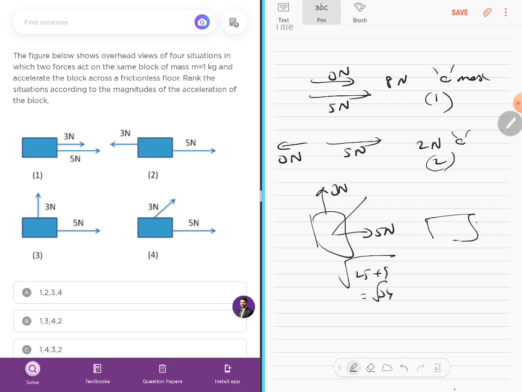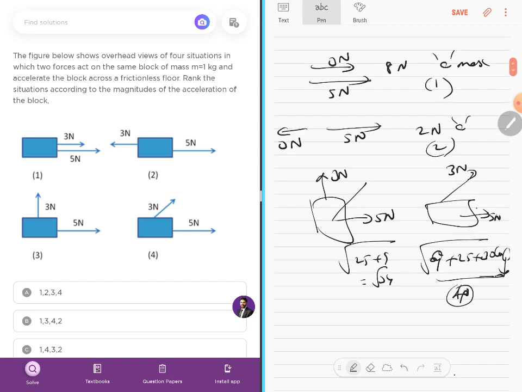Whereas in the fourth block, it's 3 newton and a 5 newton, and according to parallelogram law, it's a square plus b square plus 2ab cos angle, which is 15 plus 30 cos angle. Whatever the angle, it's only an acute angle, which will lead you into a fraction, but still it's getting added. So then the fourth case will have the maximum acceleration.